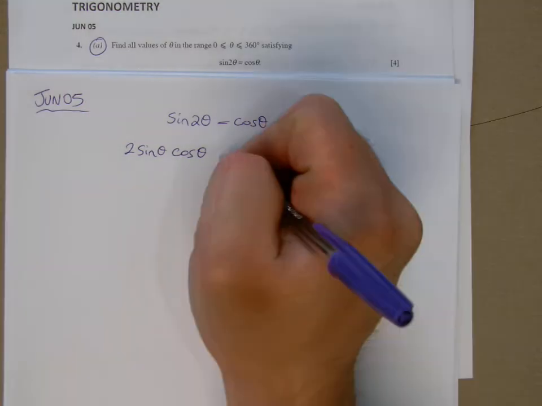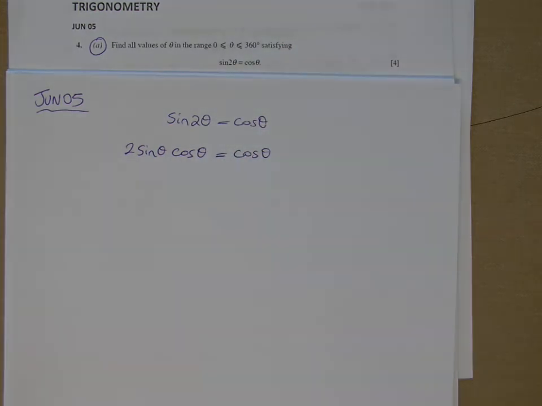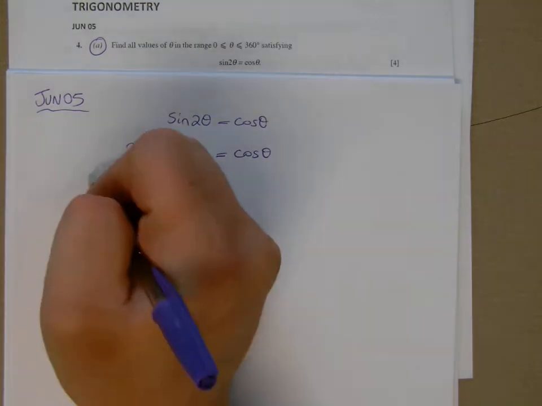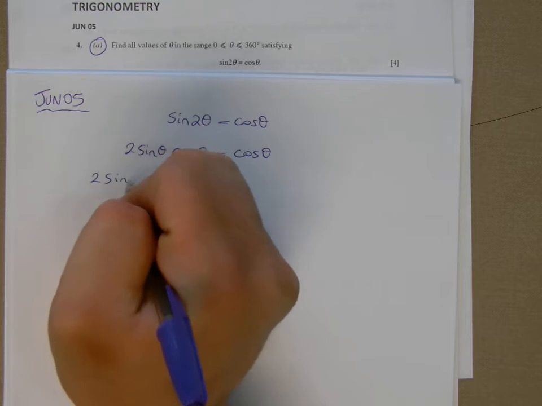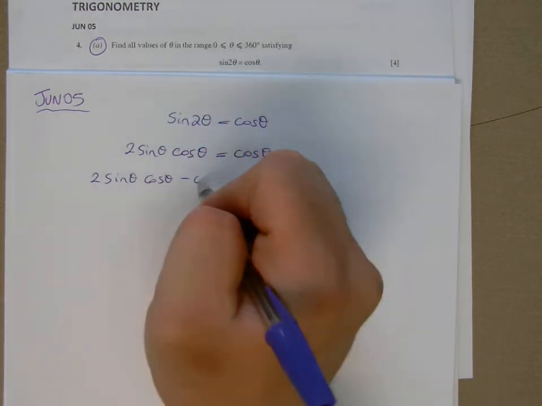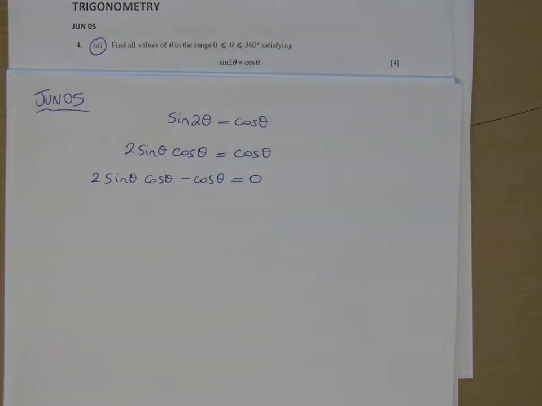Okay, and obviously then it says it's equal to cos theta. And what I would do then, with equations, is try to get everything to one side. Okay, that's the approach here. Get everything to one side. So I'll rewrite this as 2 sine theta cos theta, and take the cos theta over, of course, then get it all to one side, so we've got it equal to 0. And then we're meant to solve this.